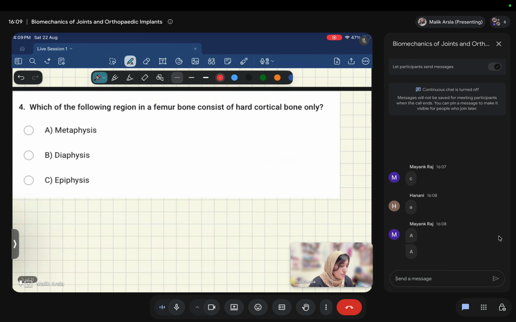Okay, then we have question 4. Which of the following regions in a femur bone consists of hard cortical bone only?